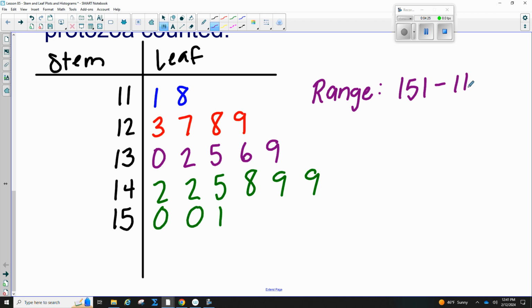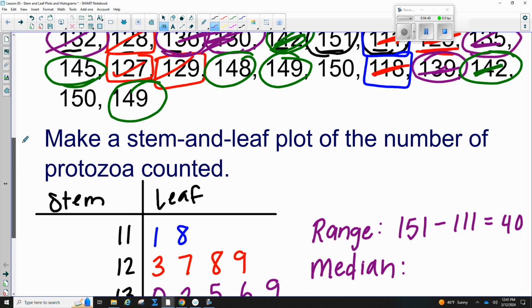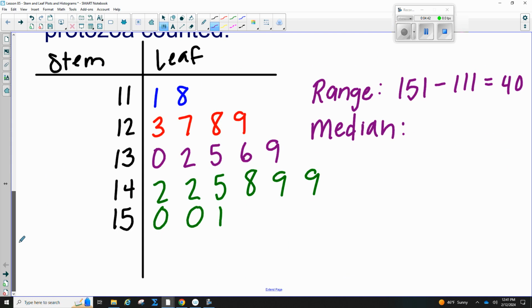111. So if I subtract that, I get 40. All right. And then let's do the median. So first of all, it told us that there were 20 numbers, like in the problem. So that is helpful. If you know there's 20, that means that halvesies, if I have 20 numbers, 10 and 10, right? There would be 10 on the left, 10 on the right.